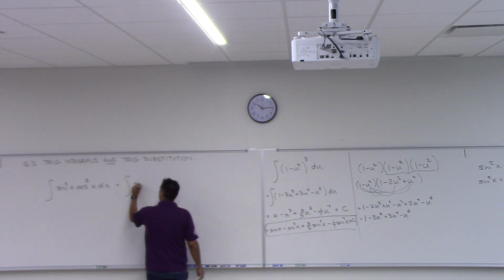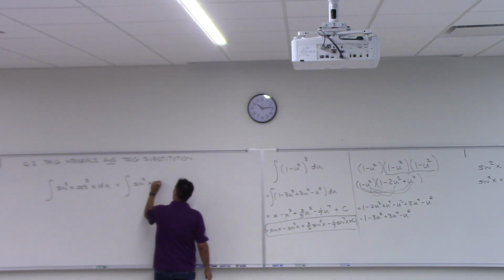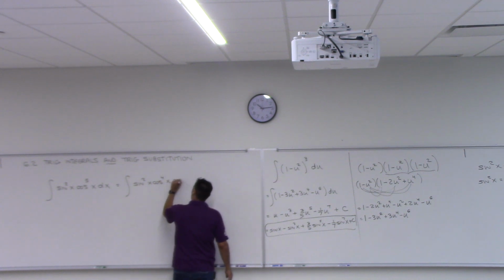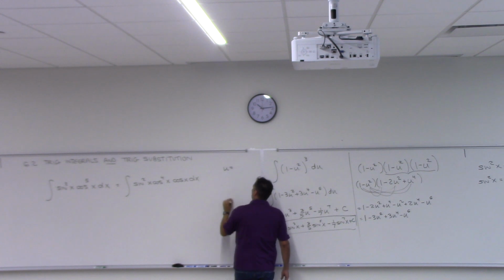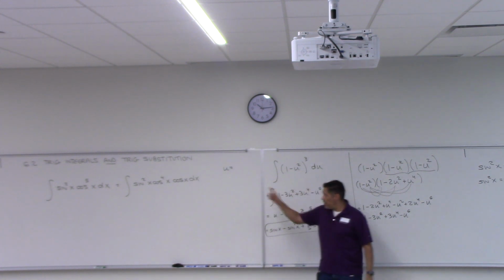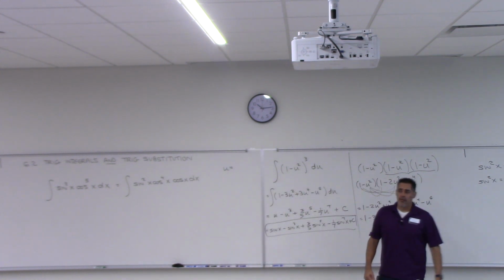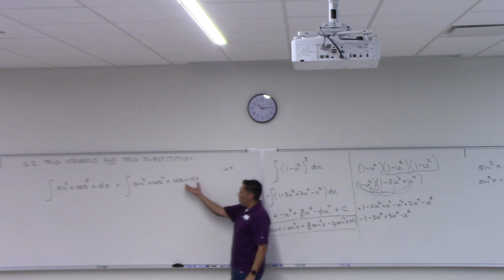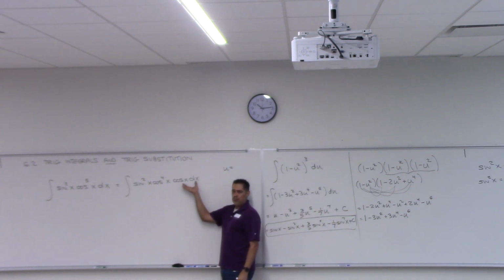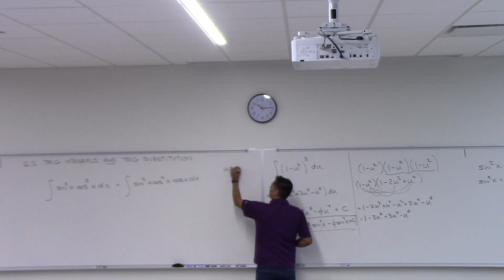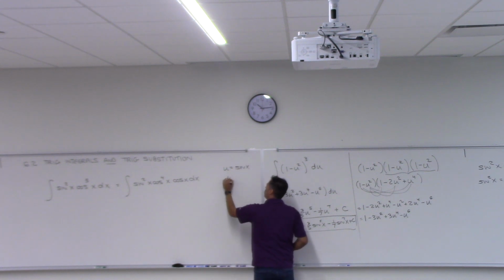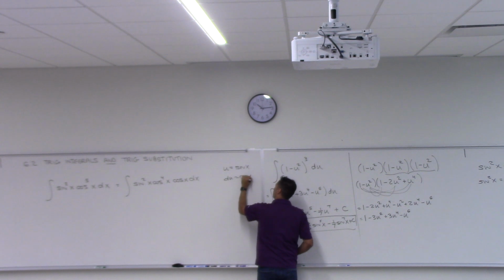And look, I'm hoping for the best. I don't even know if this is going to work. If I do that, can you tell me right now what my u is going to have to be? The part I peeled off is my du. So that means this is going to need to be a sine. This needs to be my u. My du will be the cosine x dx.